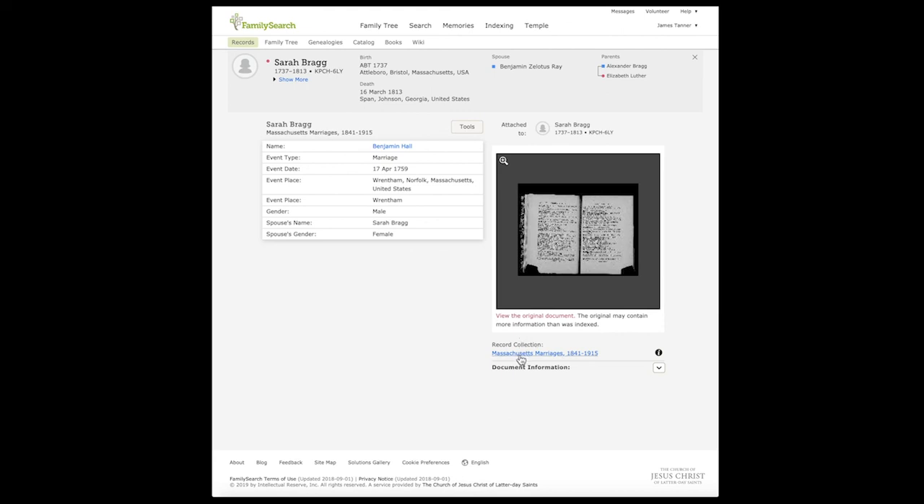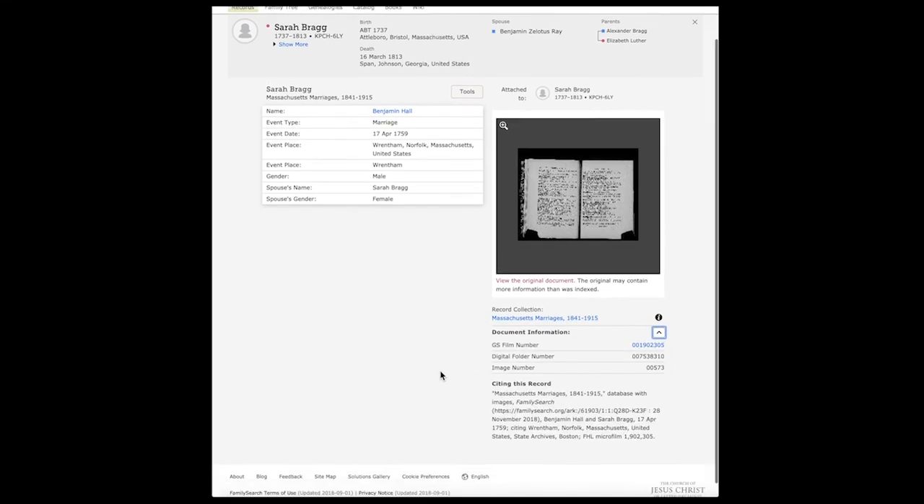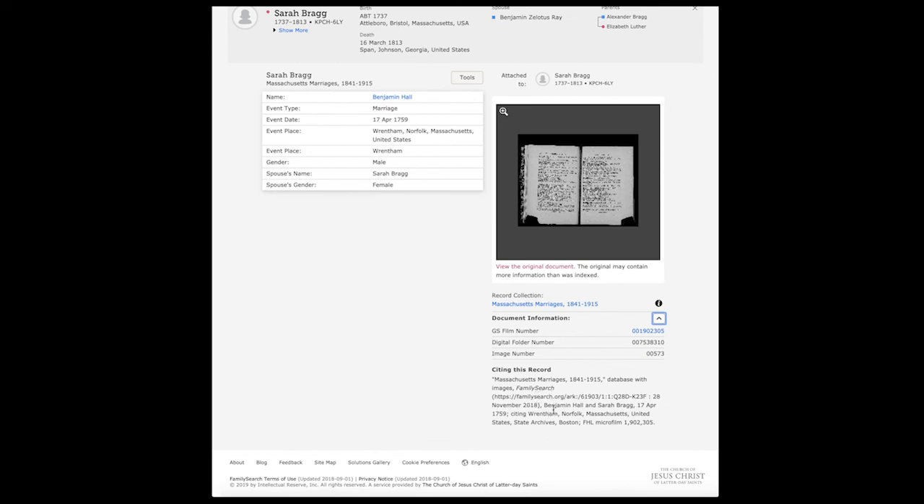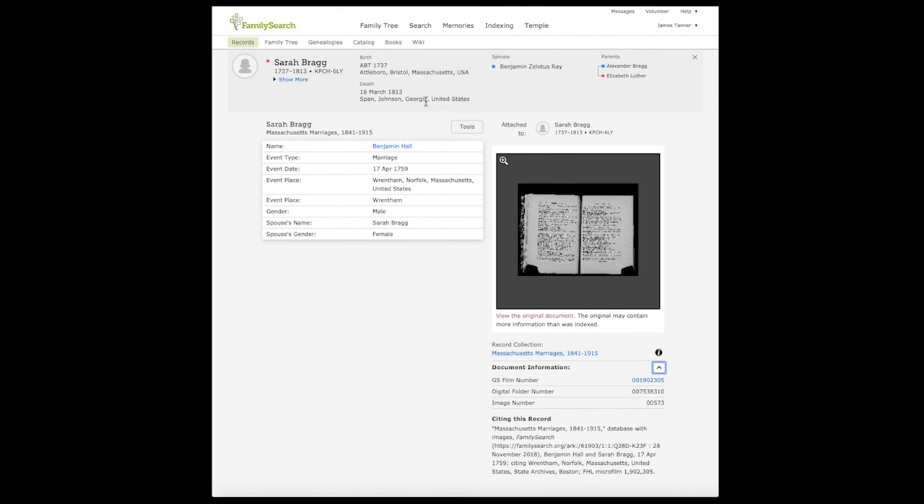And that's Massachusetts Marriages. It's just simply a book called Massachusetts Marriages. We can look at that and get the document information by clicking here. And it's a FamilySearch database, and it's run from the Massachusetts State Archives in Boston, and it was a microfilm record. Okay, so we have now discovered a very interesting situation, and it's with one generation closer, who's my direct line ancestor, Sara Bragg. And so we'll have to continue this in the next episode.